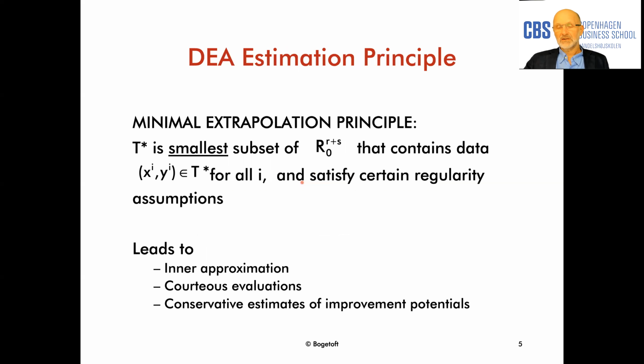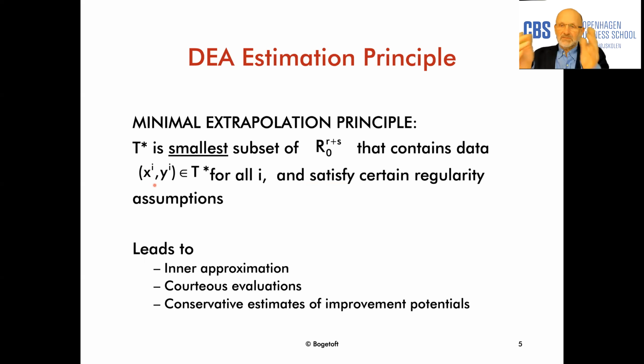Technology estimation. I just want to remind you that this whole idea of DEA, the general idea is that you estimate using the minimal explanation principle. So you collect some data, so you have your data points, which are the input and output vectors of some firms I. And now we find the smallest subset of input-output space that contains these observations, and at the same time satisfies certain mild regularity assumptions.